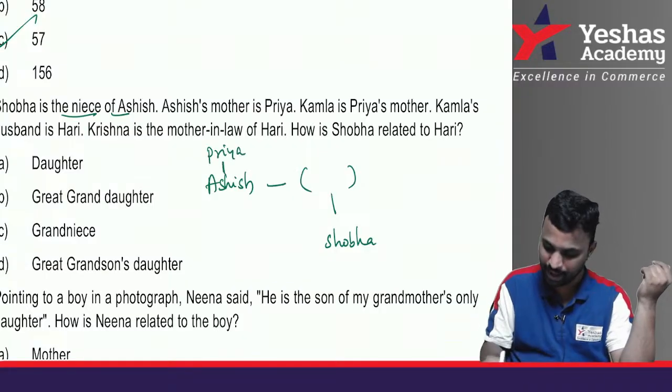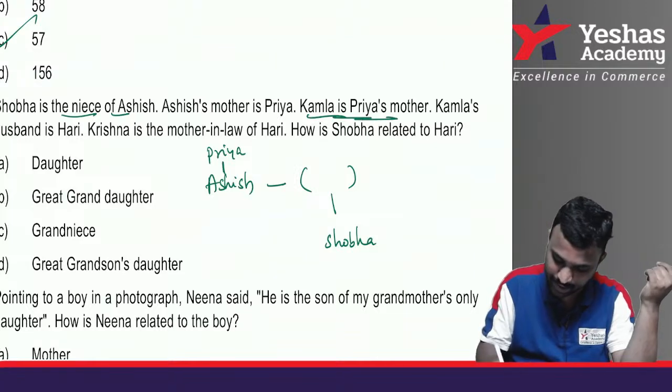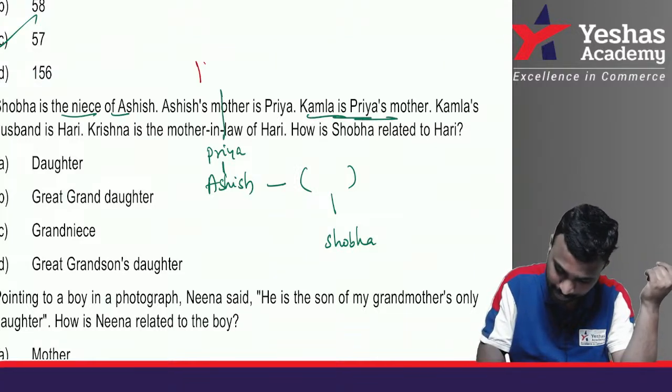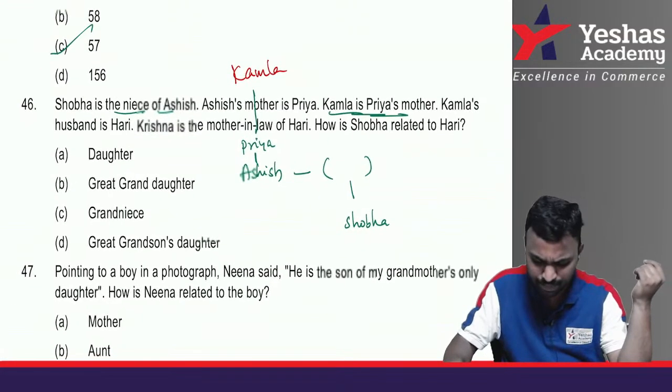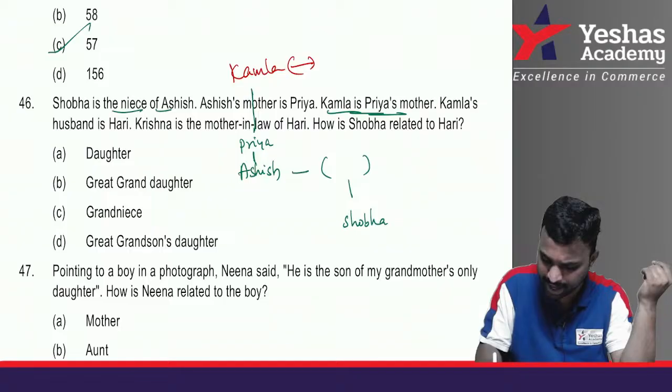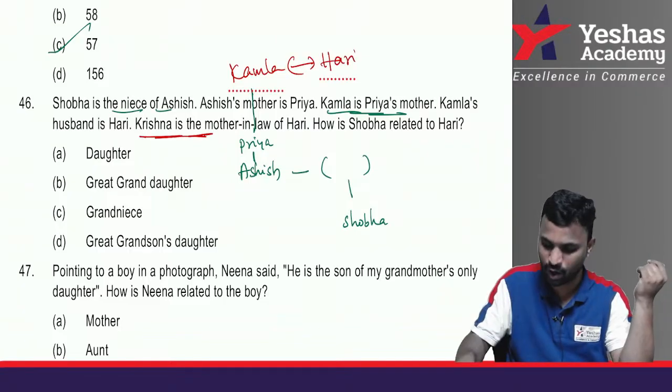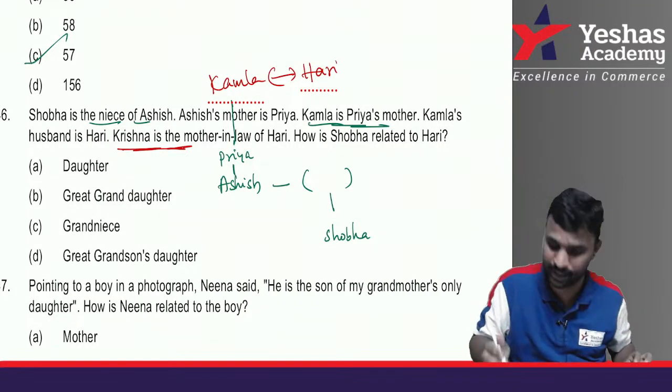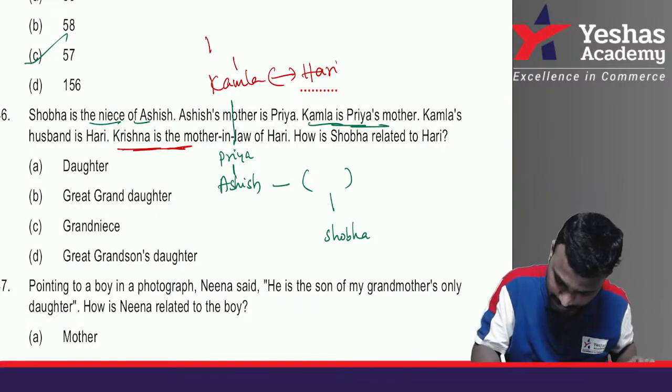Clear? Then Kamla is Priya's mother, so above Priya, Kamla should be. Then Kamla's husband is Hari, so Kamla is married to Hari. Then Krishna is the mother-in-law of Hari. Definitely, whose mother? Kamla's mother is Krishna.